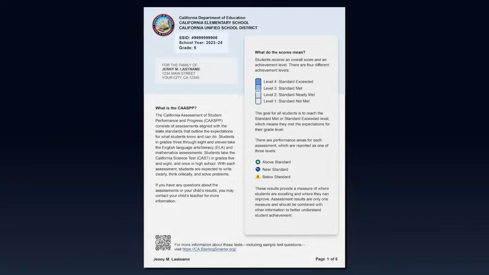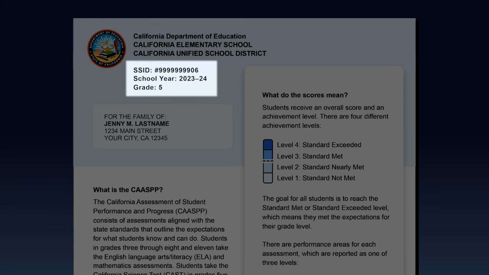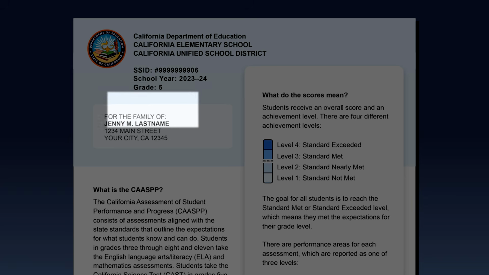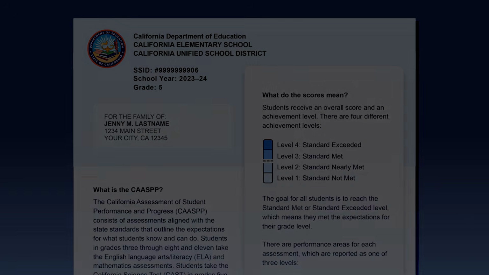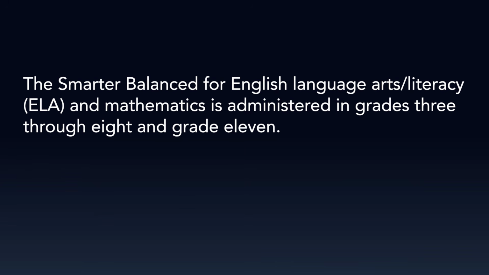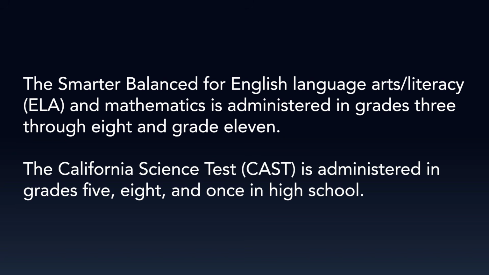On the first page, the SSR contains Jenny's statewide student identifier number, or SSID, the school year that the tests were taken, her grade level, and her name and address. Page 1 of the SSR also provides a brief description of what the CAASPP is and what the scores mean. The Smarter Balanced for ELA and Mathematics is administered in grades 3 through 8 and grade 11. The CAST is administered in grades 5, 8, and once in high school.